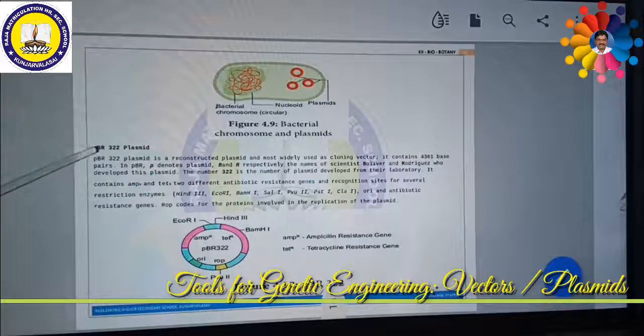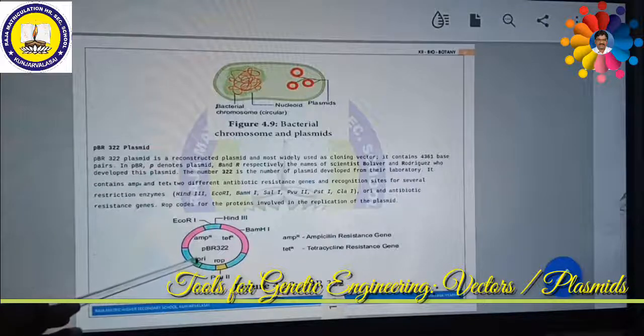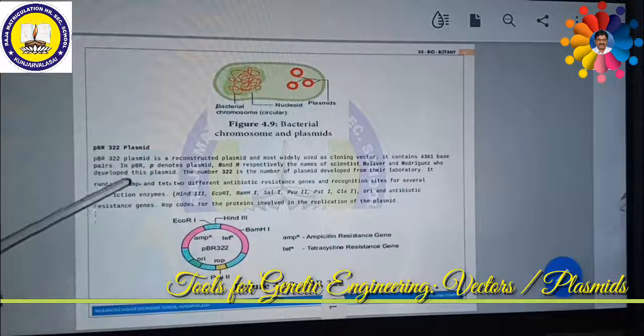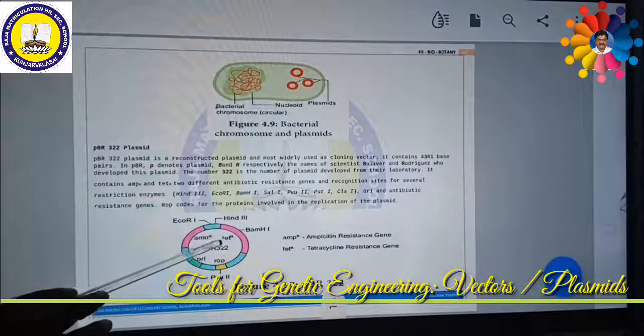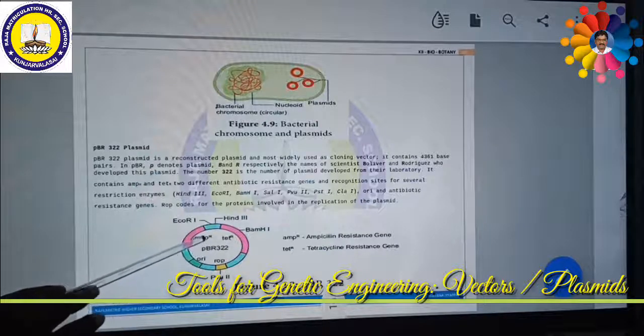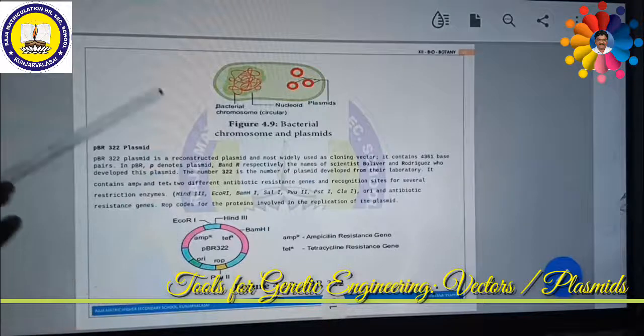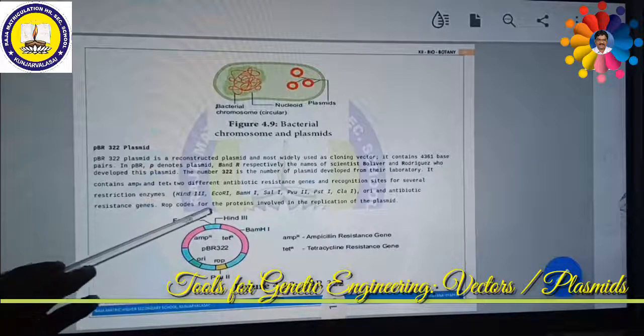So these also contain an origin, that means an origin of replication. And it also has markers. Two markers are there. What do we mean by marker? A resistance gene, an antibiotic resistance gene. There are two different ones: the ampicillin resistance gene and the tetracycline resistance gene. Two resistance genes are there, as well as various sites.